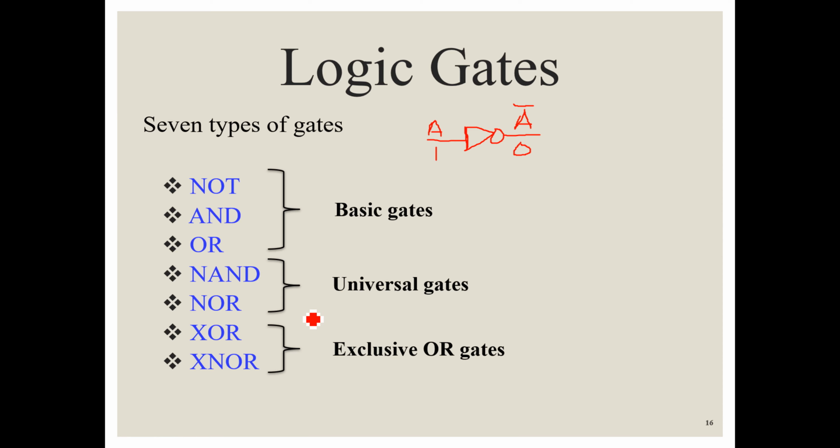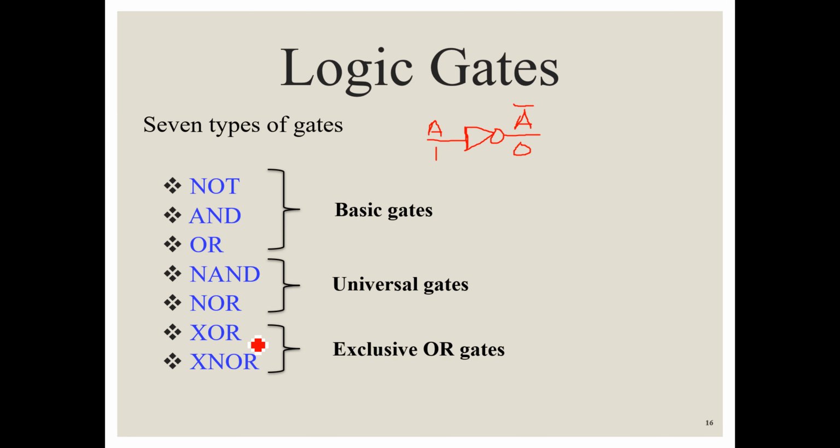This is called a universal gate. Why are these two gates called universal gates? Because with the help of these two gates, NAND gate and NOR gate, we can reproduce the basic gates and also exclusive OR gates. We can produce different kinds of gates again. So that's why they are called universal gates.